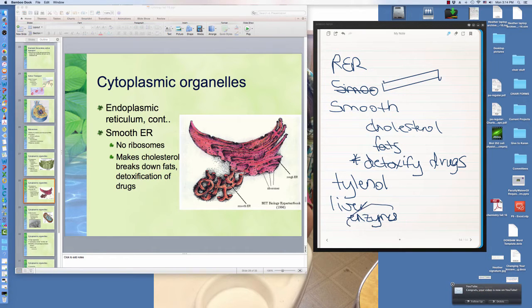And these enzymes are often enclosed within the smooth endoplasmic reticulum, and they are detoxifying that Tylenol so you can get rid of it. So organs such as the liver are going to have a lot of smooth endoplasmic reticulum because their function is to help you detoxify or remove drugs from the body. Other organs that don't have that function have much less smooth endoplasmic reticulum.